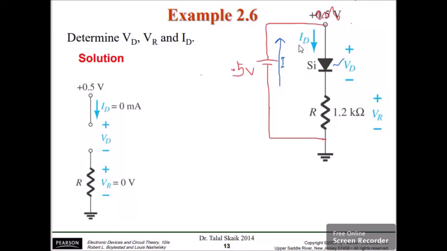We use KVL. But take note first. Before you decide to solve, look first. Our supply is 0.7. But we know that the diode is made up of silicon, which means it needs at least 0.7 volts to turn on. Now, our supply is only 0.5. It did not reach 0.7. So, what do you think will happen to the silicon?